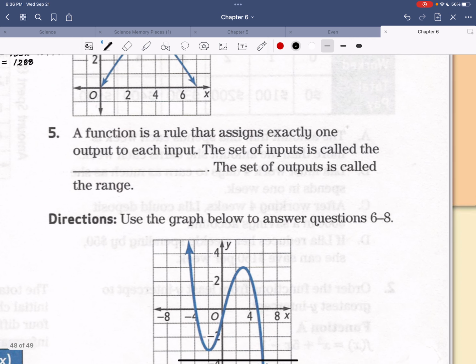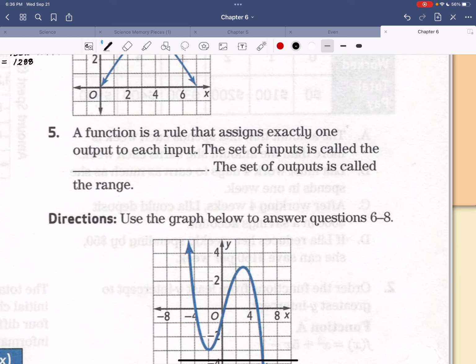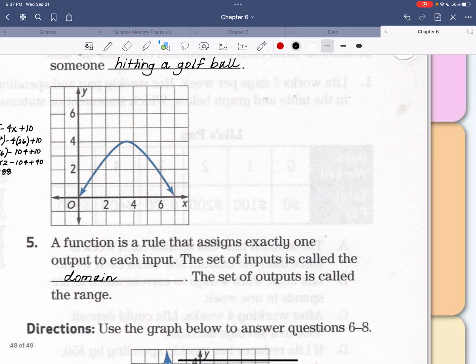Number 5. A function is a rule that assigns exactly one output to each input. The set of inputs is called the blank. The set of outputs is called the range. The set of inputs is called the domain. And let's just review while we're here.